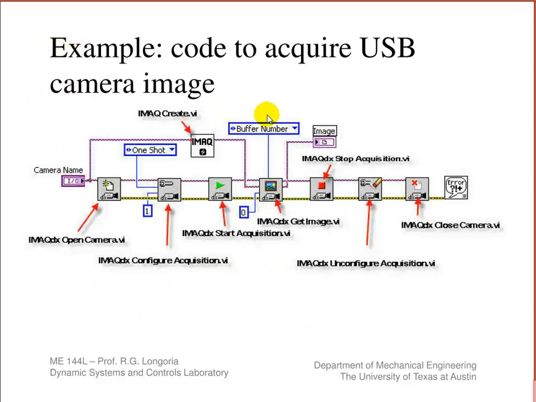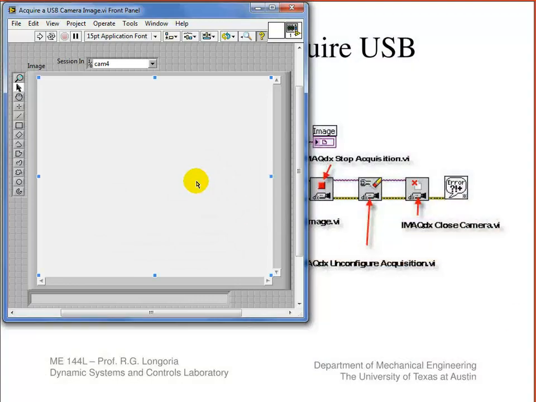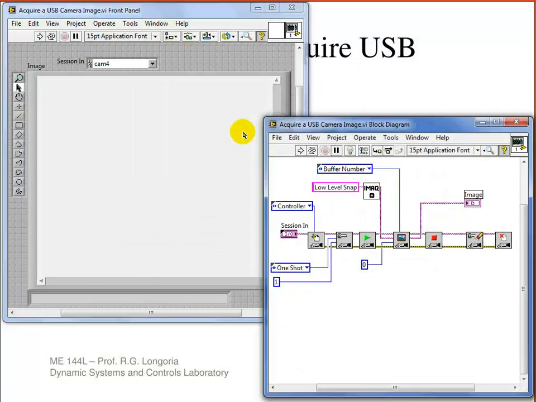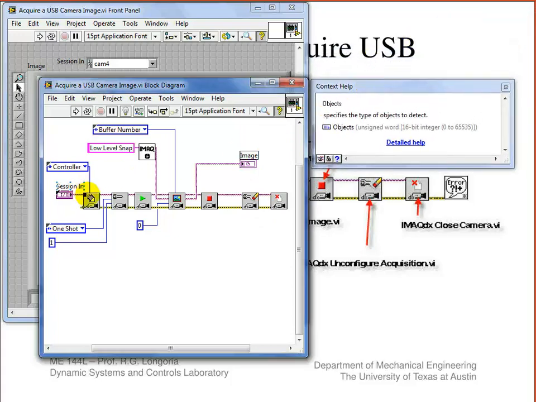This slide shows the graphical code for a simple acquisition from a USB camera, and I'm going to talk a little bit about this. This is an example that I'm pretty sure is based on one of the examples available in the LabVIEW installation. Let me show you the actual VI and bring it up here. And let me bring in the context help so you can see the different VIs.